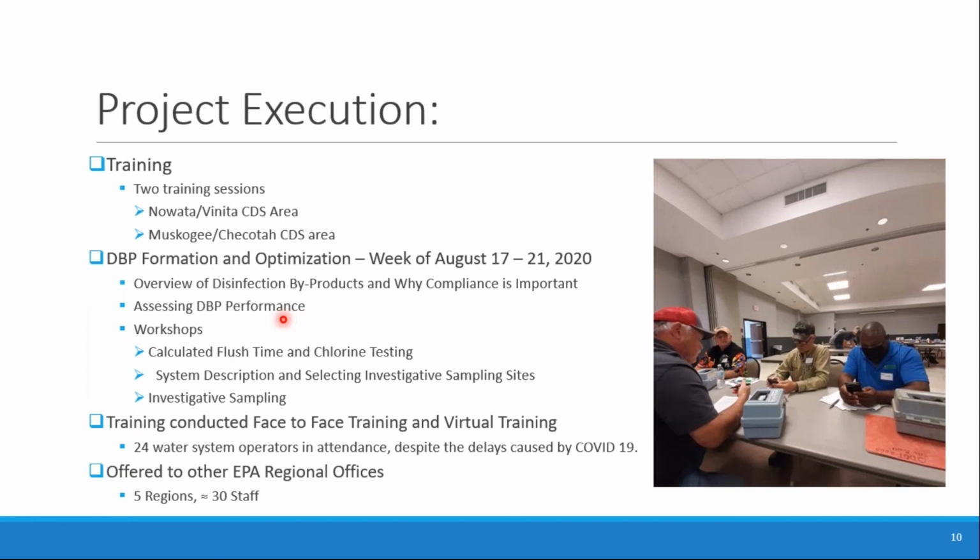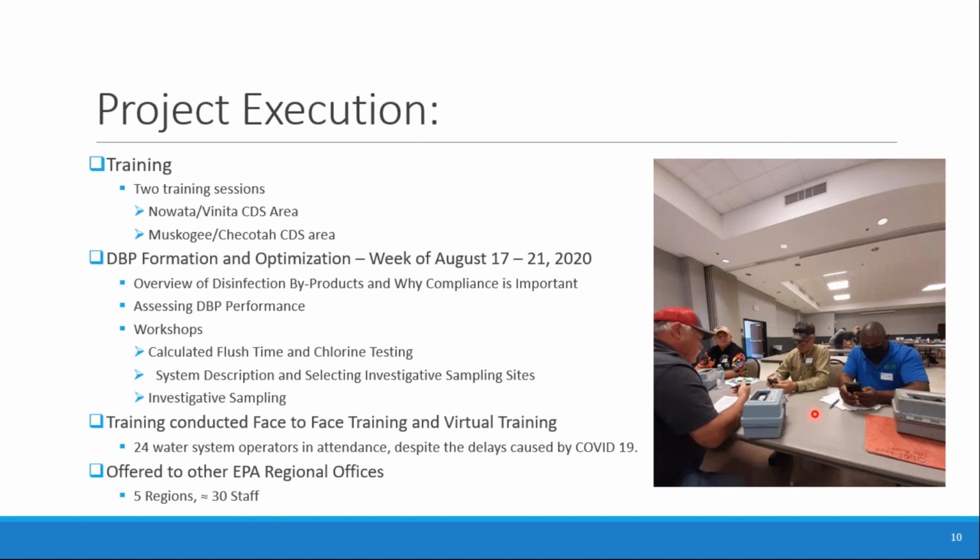The training also involved workshops where the participants were divided into separate groups, and this photo here shows some of the workshops. They're required to take their chlorine residual test, required to take distribution maps, and they did some calculations out in the field there.